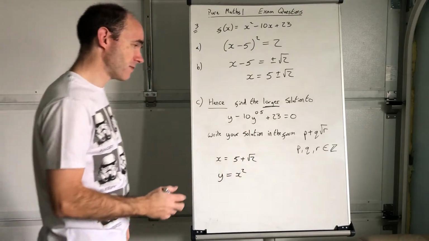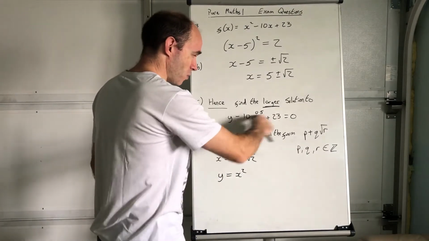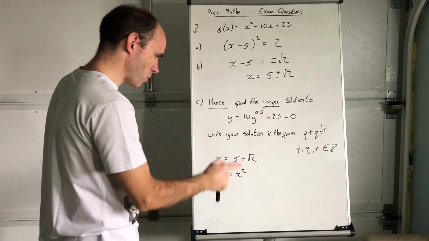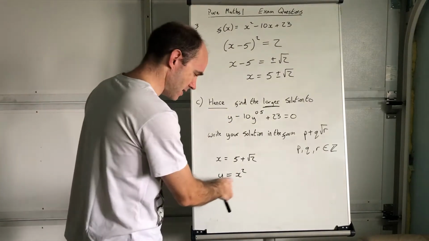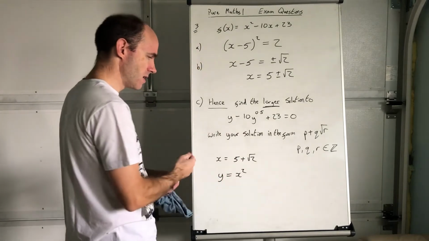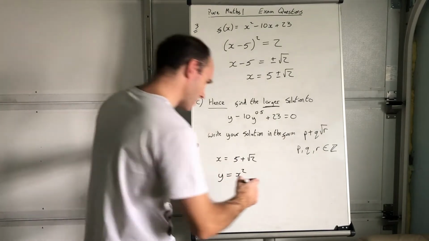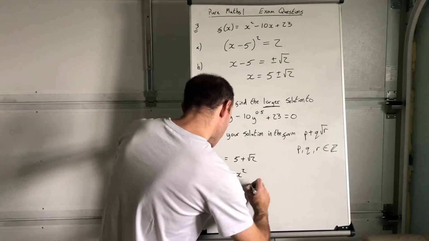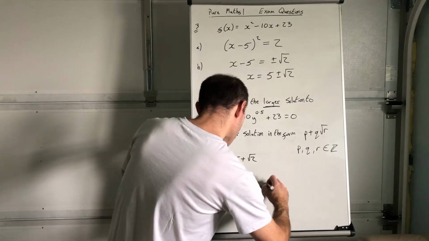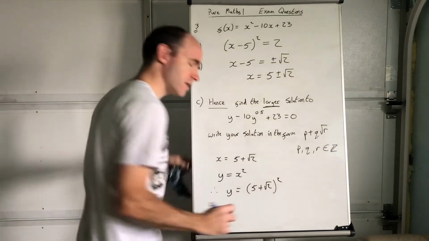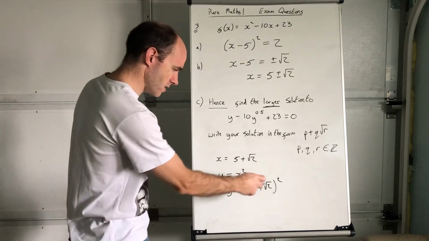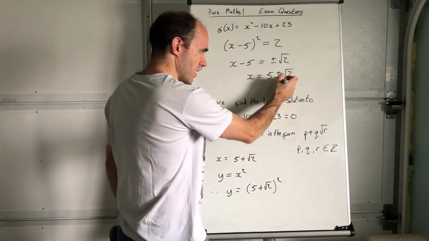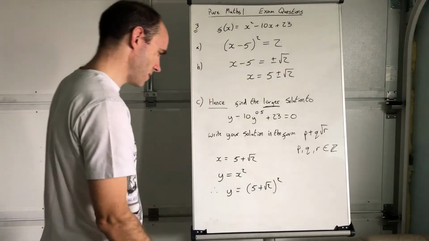When it says find a solution, you want to solve for y. You want to work out a value of y. So you want to find what y is, given that it is x squared and x equals this. So your solution is going to be y is equal to (5 plus root 2) squared. That's what it's asking you to do. Obviously, if you took the smaller solution, you'd have 5 minus root 2, which is going to be a smaller number.